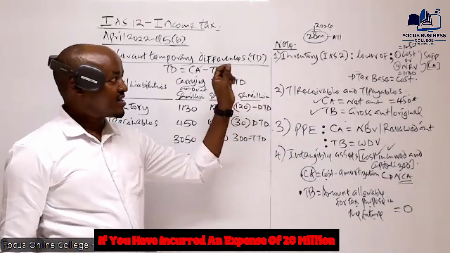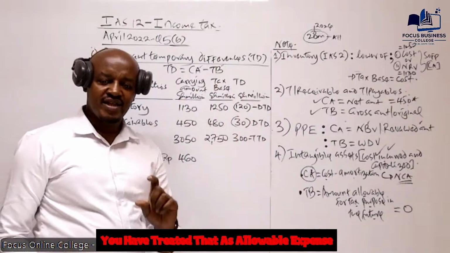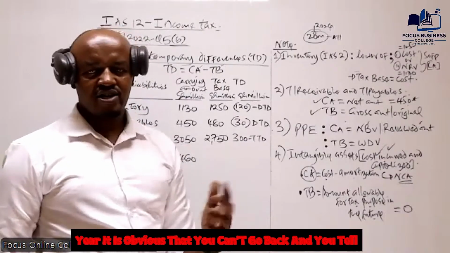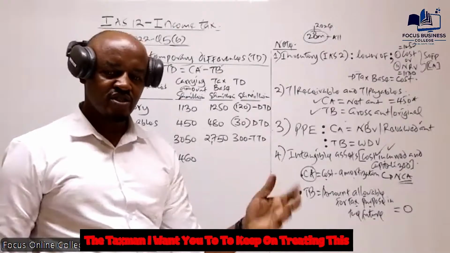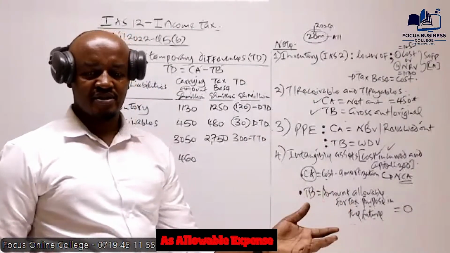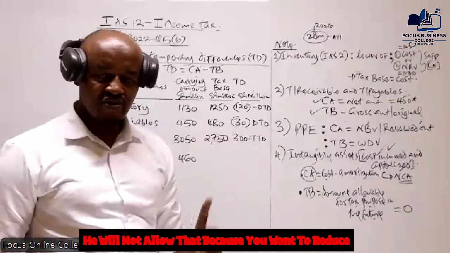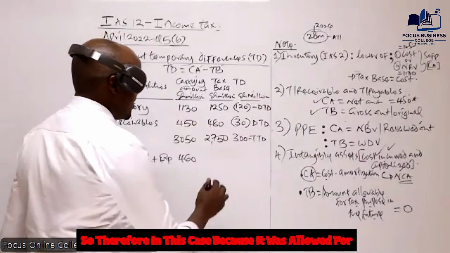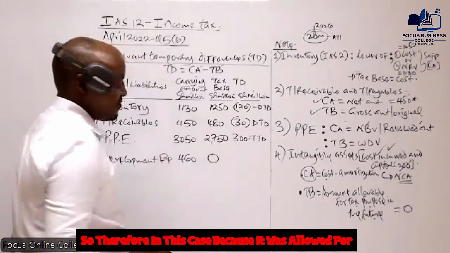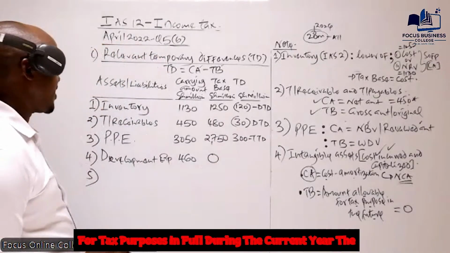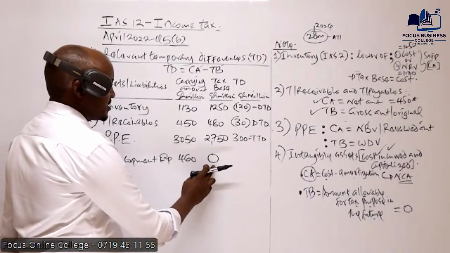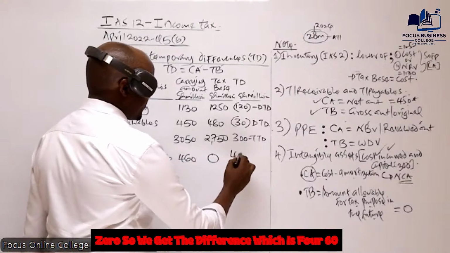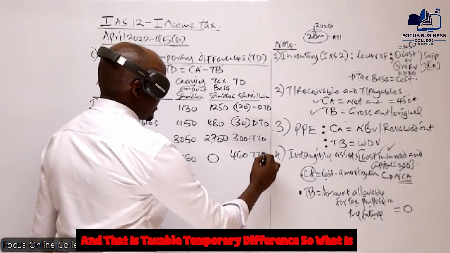If you have incurred an expenditure of 20 million, you have treated that as allowable expense during the current year. It is obvious that you can't go back and tell the taxman, I want you to keep on treating this as allowable expense. He will not allow that because you want to reduce the taxes you are paying to what? To the tax authority. So therefore, in this case, because it was allowed for tax purpose in full during the current year, the tax base is 0. The tax base is what? 0. So we get the difference, which is 460, and that is taxable temporary difference.